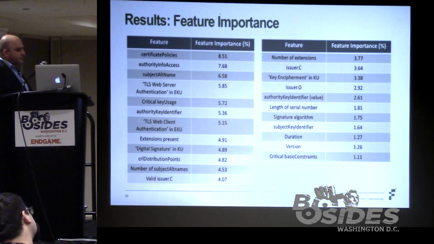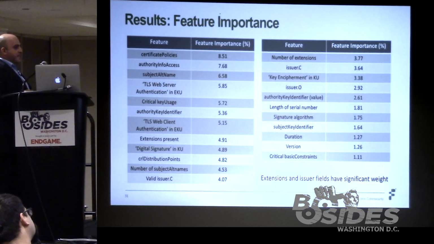It goes down. One here is the issuer country, if it's valid or not. And then here it's the issuer country value, the organization in the issuer entity, and so on, length of serial number and so on. And what we see here is that extensions have a particularly high importance, in addition to issuer fields. So you cannot get away without looking at these attributes.